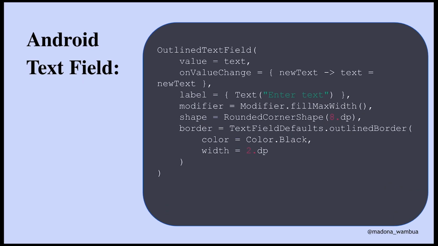Now, let's look at a text field. This is how an outlined text field looks like in Jetpack Compose. As you can see here, the outlined text field component takes in a value and an onValueChange parameter to manage the state of the text field. The label parameter specifies the label text that appears above the text field, and then the modifier parameter is used to specify the width of the text field. Finally, the border parameter is used to specify the color and the width of the outline.